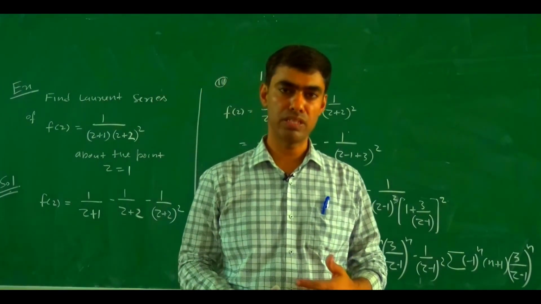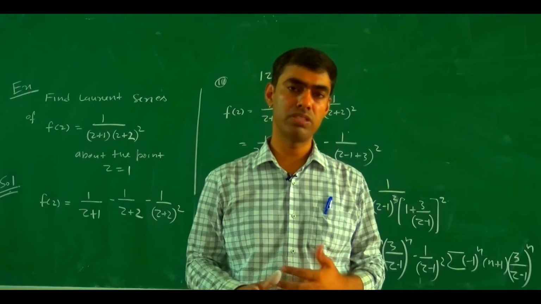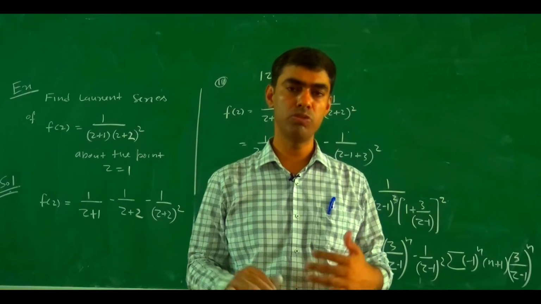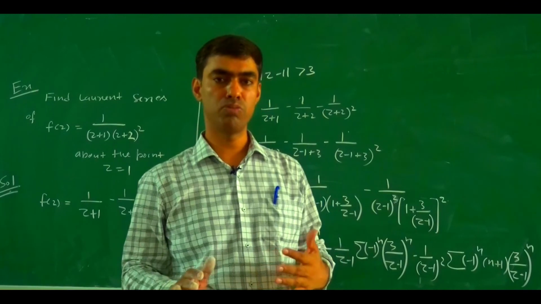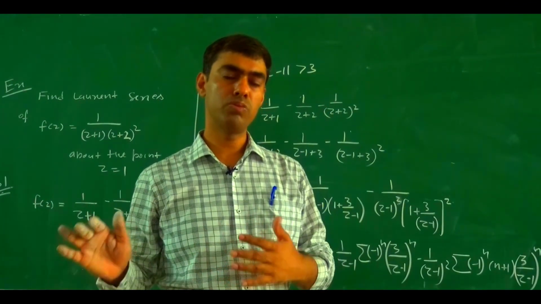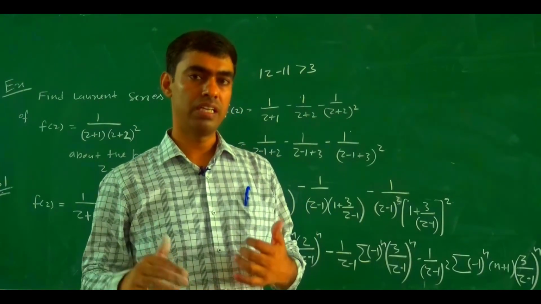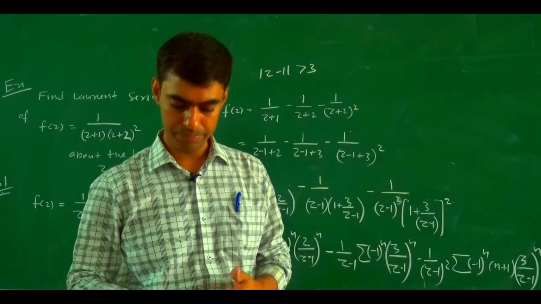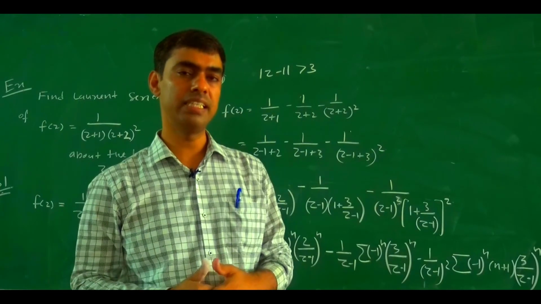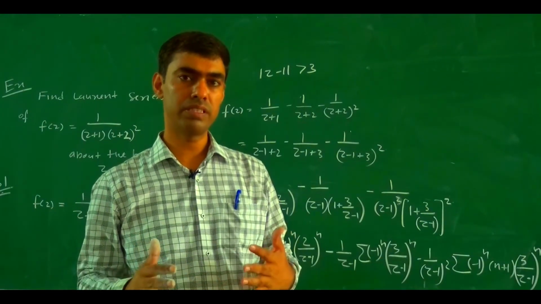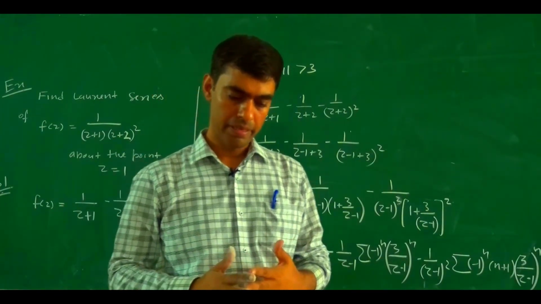So there are three regions. The first region is mod of (z minus 1) less than 2. The second region is mod of (z minus 1) greater than 2 but less than 3. And the third one is mod of (z minus 1) greater than 3. So these are the three regions where we find the Laurent series expansion.